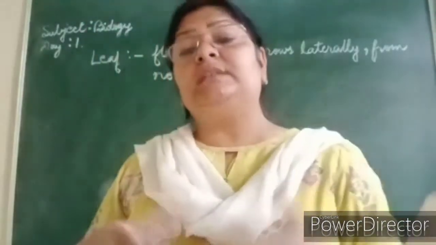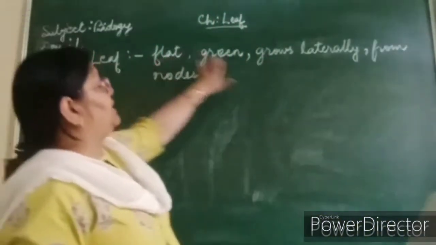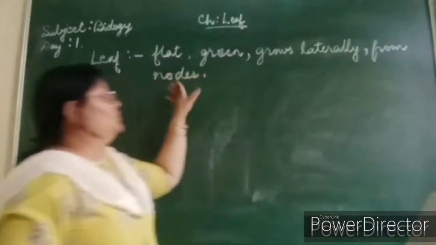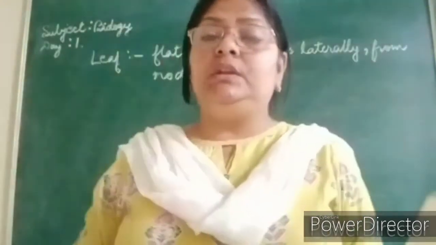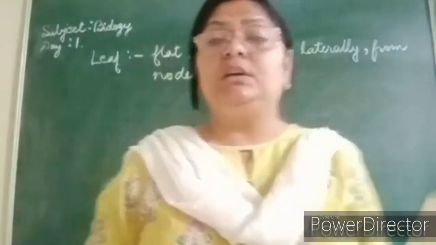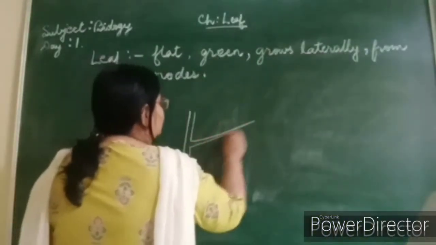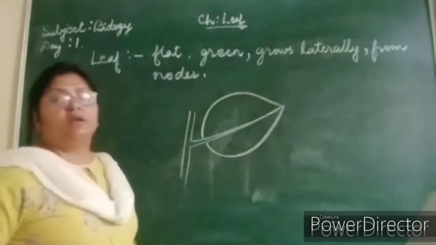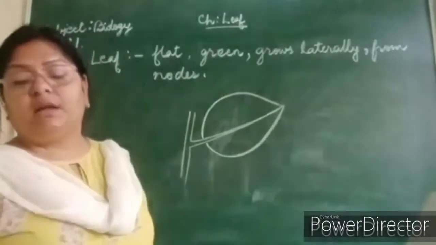Okay. So now the leaf has many parts. Before we go on, it is a flat green part that grows laterally from the nodes of the stem. Now, coming to the parts of the leaf, we need to draw a leaf to learn them. So we draw a stem. From the node of the stem, let's draw a leaf. We need to draw a big leaf so that we can label the parts.